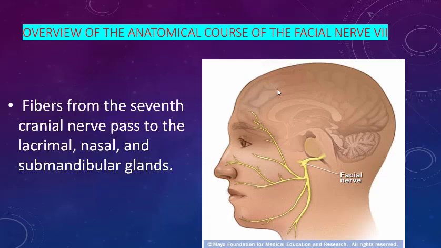The facial nerve, actually fiber from the seventh cranial nerve, passes to the lacrimal, nasal and submandibular glands. Here you can see this is the facial nerve, and here the fibers are passed to the lacrimal glands, to the nasal gland and to the submandibular gland. So they cause production of tears, production of nasal discharge and production of saliva.